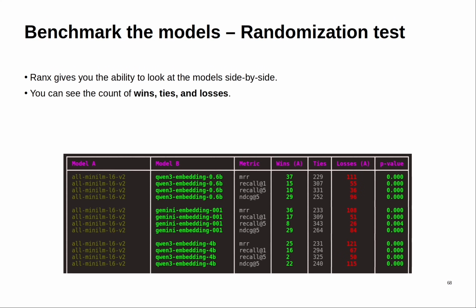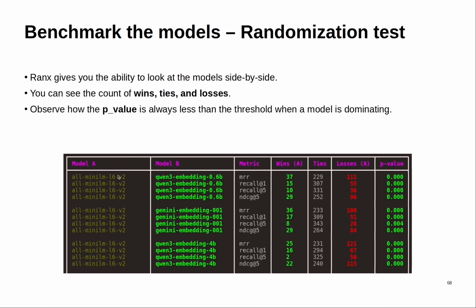Something that ranx provides is the ability to see the wins, ties, and losses. And now, since you know a little bit about the p-value, let's look at some examples. Let's look at the first row. We have all-MiniLM against the smallest quantity embedding model. Notice how the p-value is equal to 0. When a model is dominating, the p-value is always very low. And how do you know that? Let's look at the losses and the number of wins.